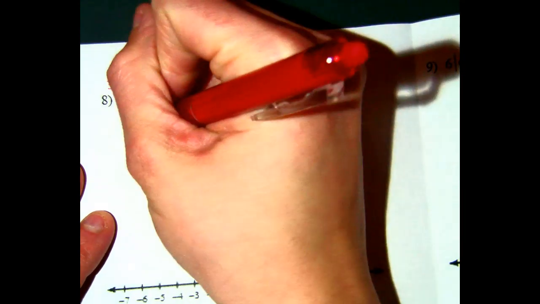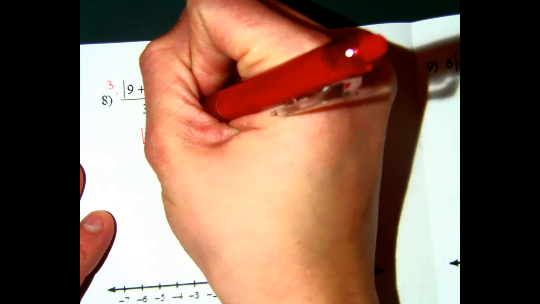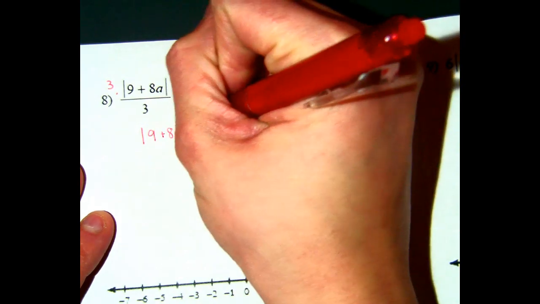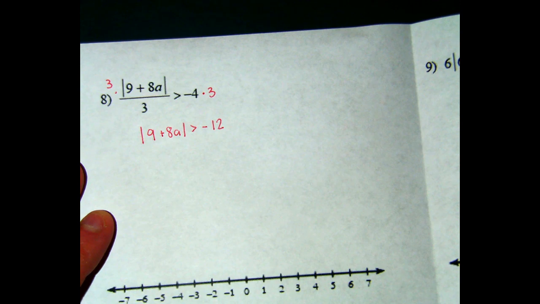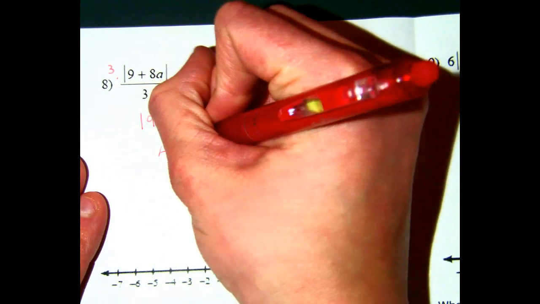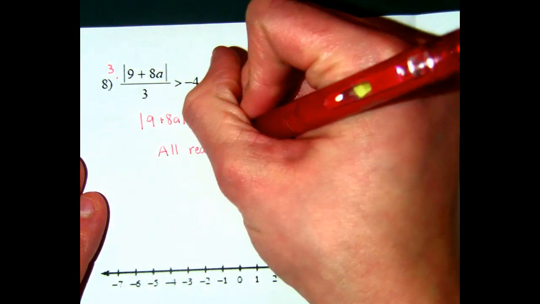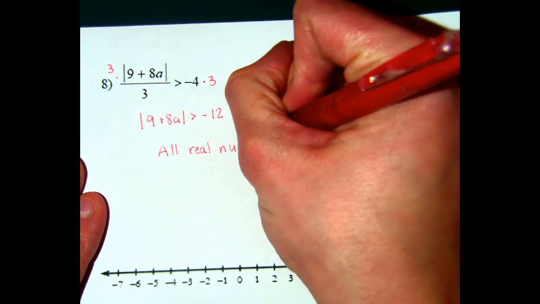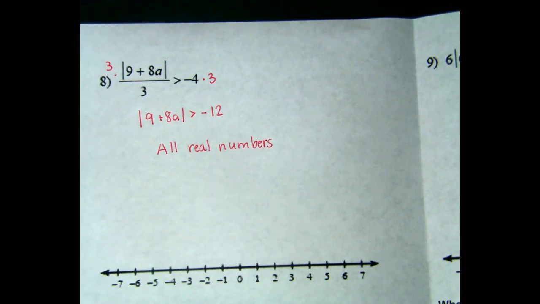We're going to multiply by 3. So the absolute value of 9 plus 8a is greater than negative 12. We have another negative. This one is greater than negative 12, so any number that we plug in for a will work because it is greater than a negative number. So all real numbers will work.